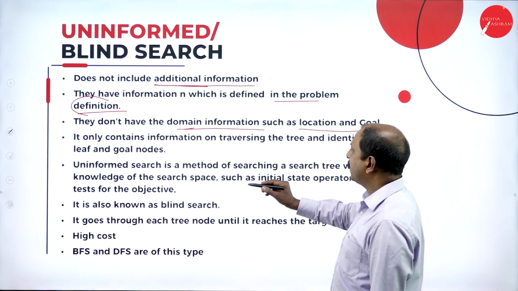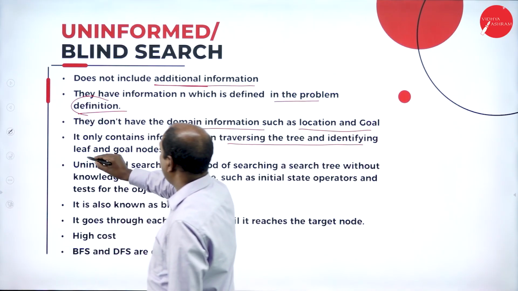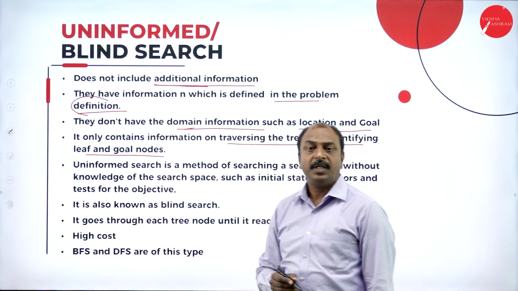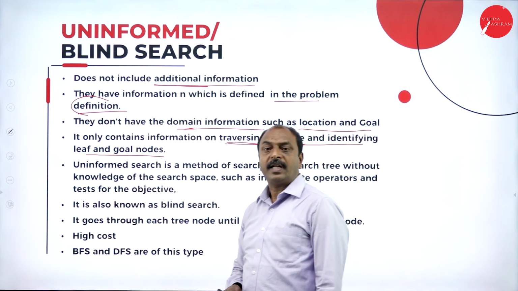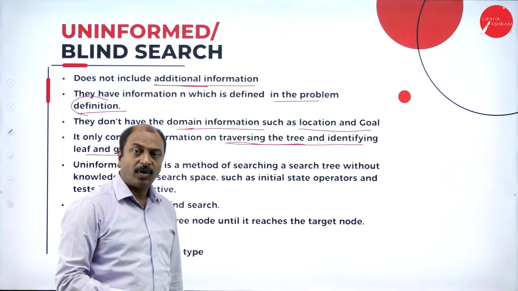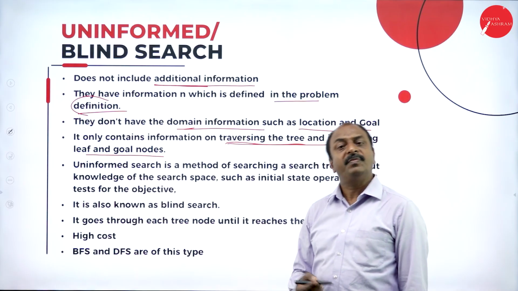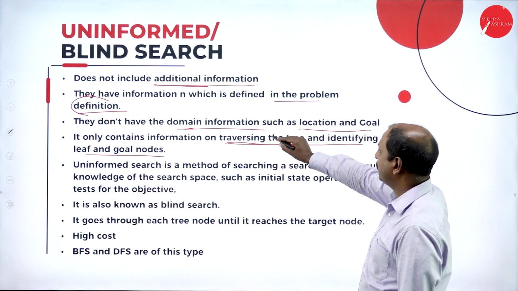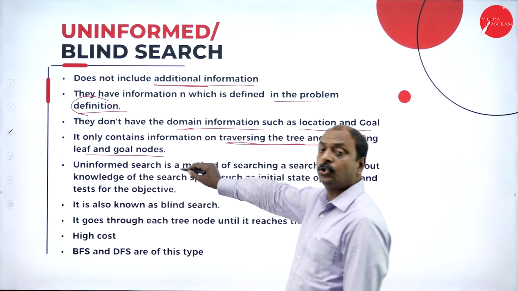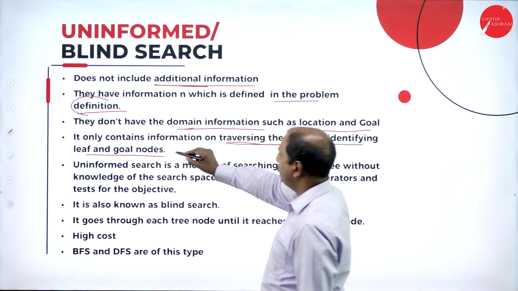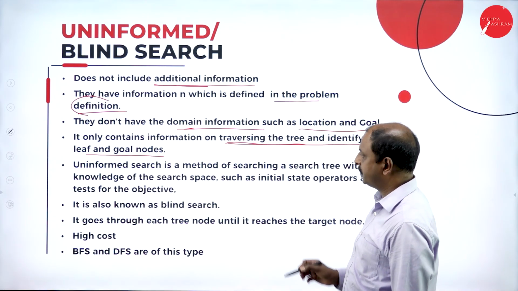Next one is it only contains information on traversing the tree and identifying leaf and goal nodes. So what is the meaning of traversing? Traversing is a type of operation in the data structure where all the elements are to be visited at least once, or with respect to a tree, all the nodes, maybe a leaf node or a goal node, have to be visited at least once. So it has information only for traversing, meaning visiting or going to all the nodes.